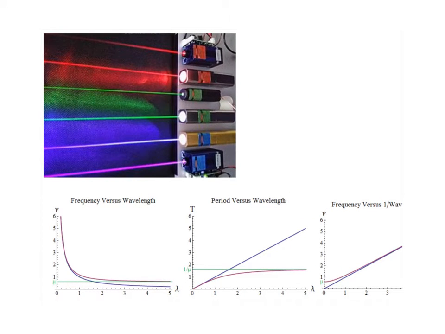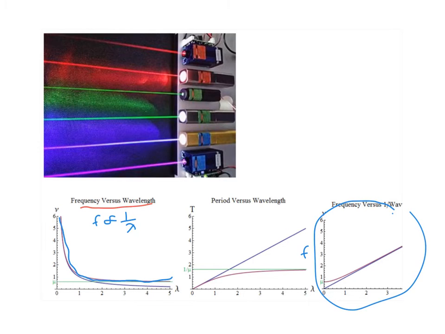Here's the relationship. If we look at frequency versus wavelength, this is an inverse relationship where frequency varies with 1 over the wavelength. And we see that graphs with inverse relationships look like this. If I wanted to get a straight line graph, I could plot frequency as a function of 1 over wavelength, and then I would have a straight line.